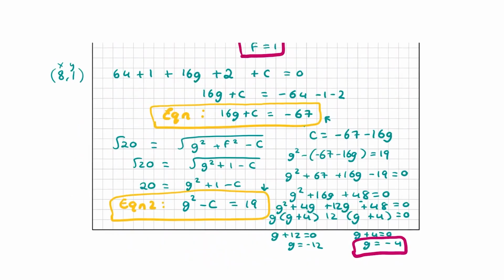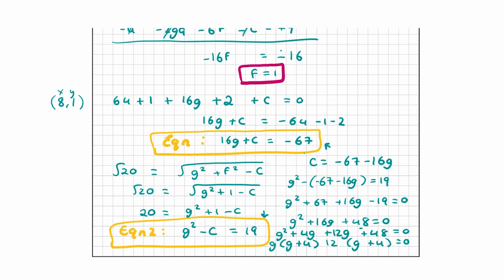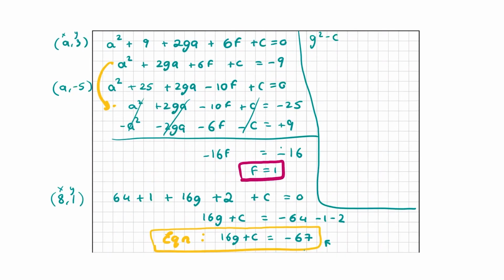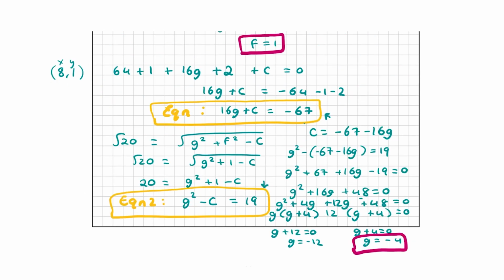All we need to do now is find our value for c. We can use any one of these equations. I'm going to use g squared minus c is equal to 19. So it's minus 4 squared, which is 16, minus c is equal to 19. Minus c is equal to 19 minus 16. Minus c is equal to 3, so c is equal to minus 3. So now we have our three values for c, for f, and for g.